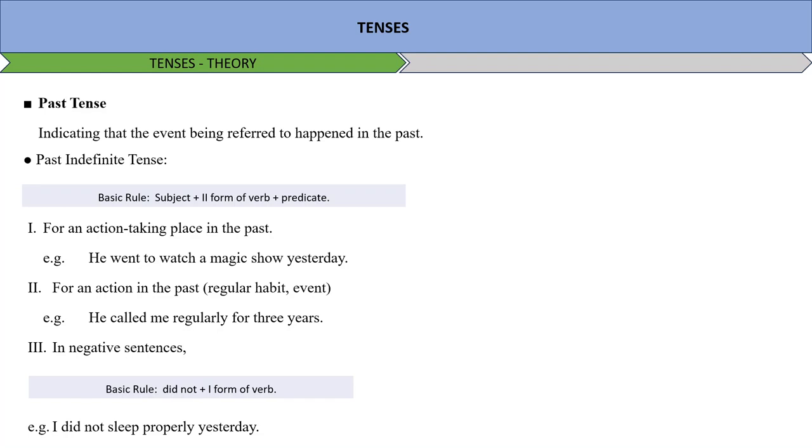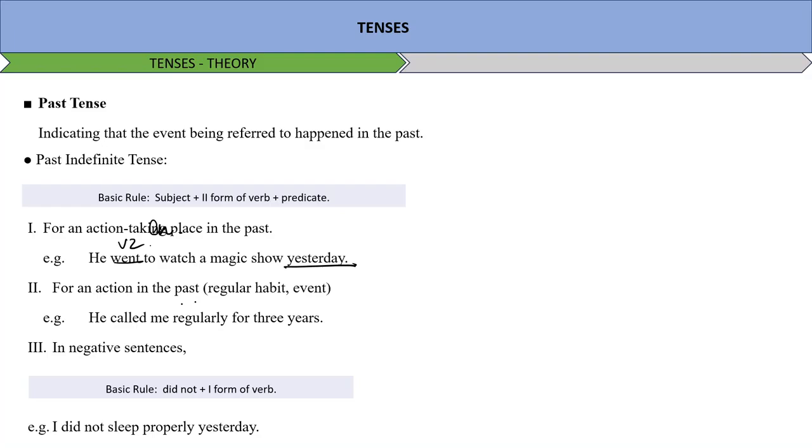So what are we using? We are using V2, simple past, for an action in the past, a regular habit or event. He called me regularly for 3 years. Called me, V2 again. In a negative sentence, we follow did plus the first form of the verb.